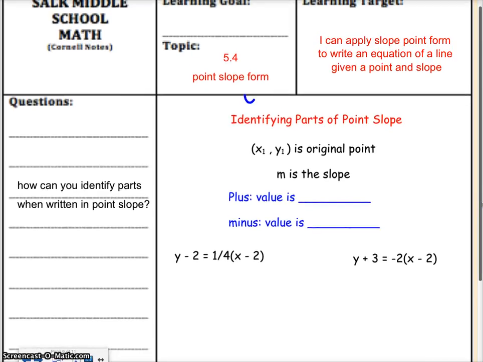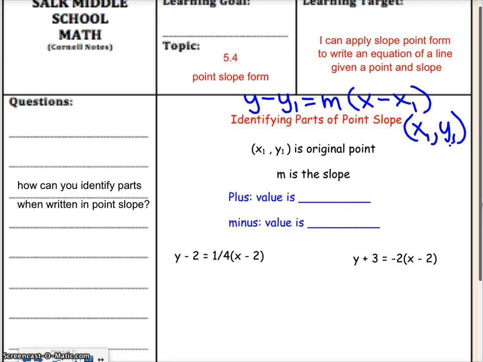So I do want you to write the original equation of point slope down. y minus y1 equals m times x minus x1. And then (x1, y1) is your point. That's the point you're given. Do you agree with that statement? Because it's y minus the y I'm given, that's that one, equals m, which is your slope, and x minus the x I'm given, right there. So (x1, y1) is the original point.